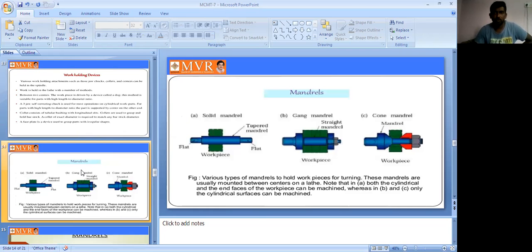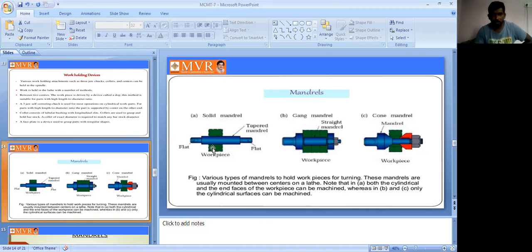So the first work holding device is the mandrel. There are three types of mandrels: the solid mandrel, the gang mandrel, and the cone mandrel.